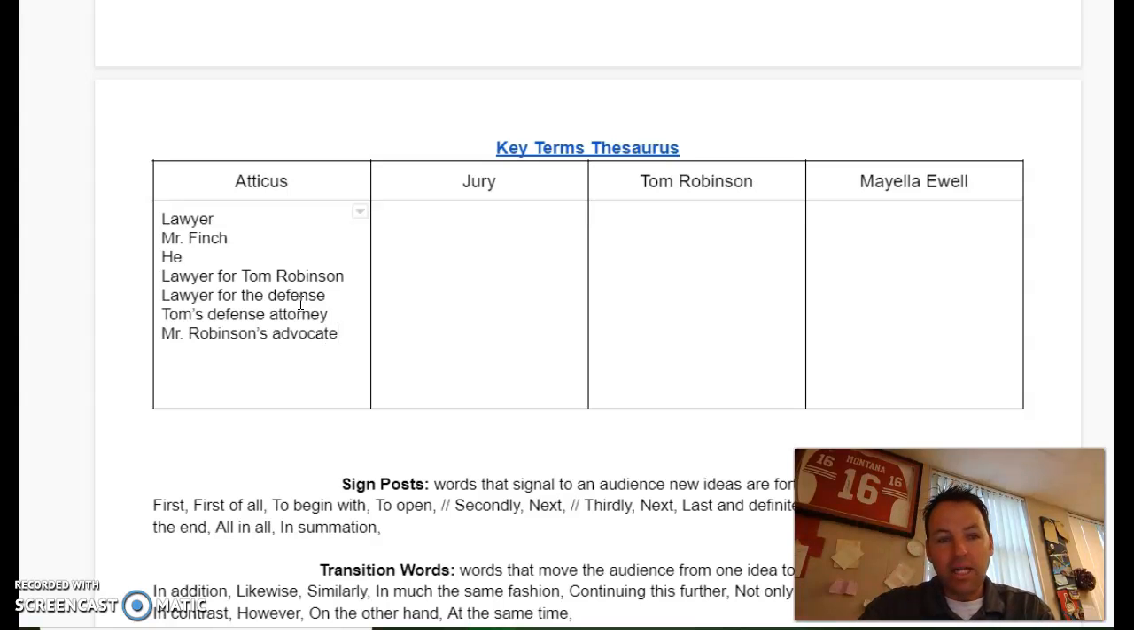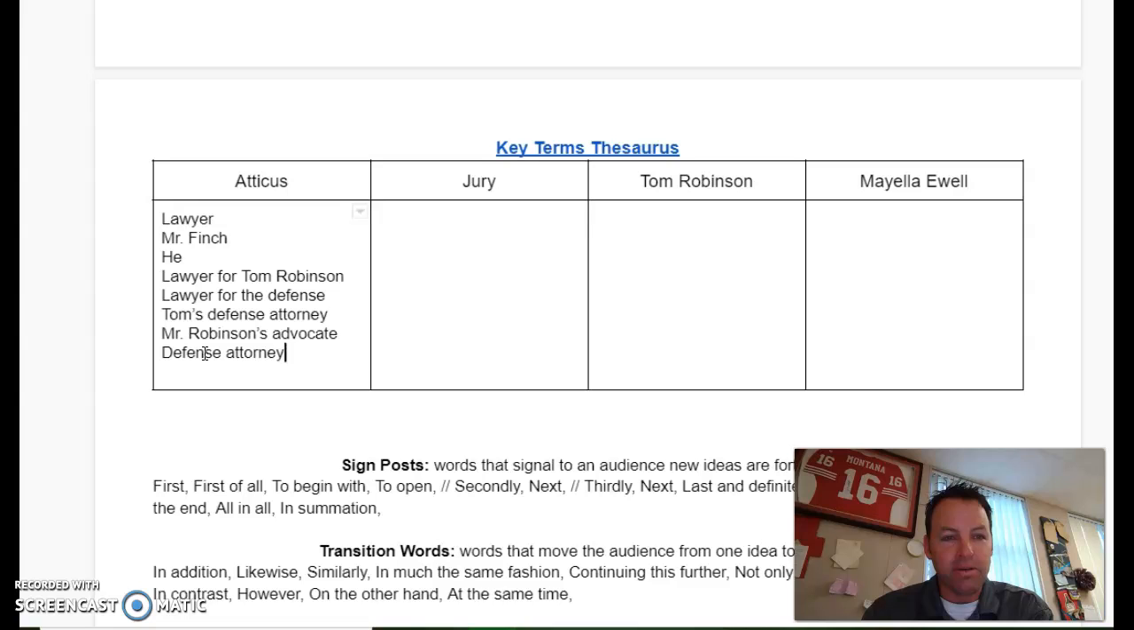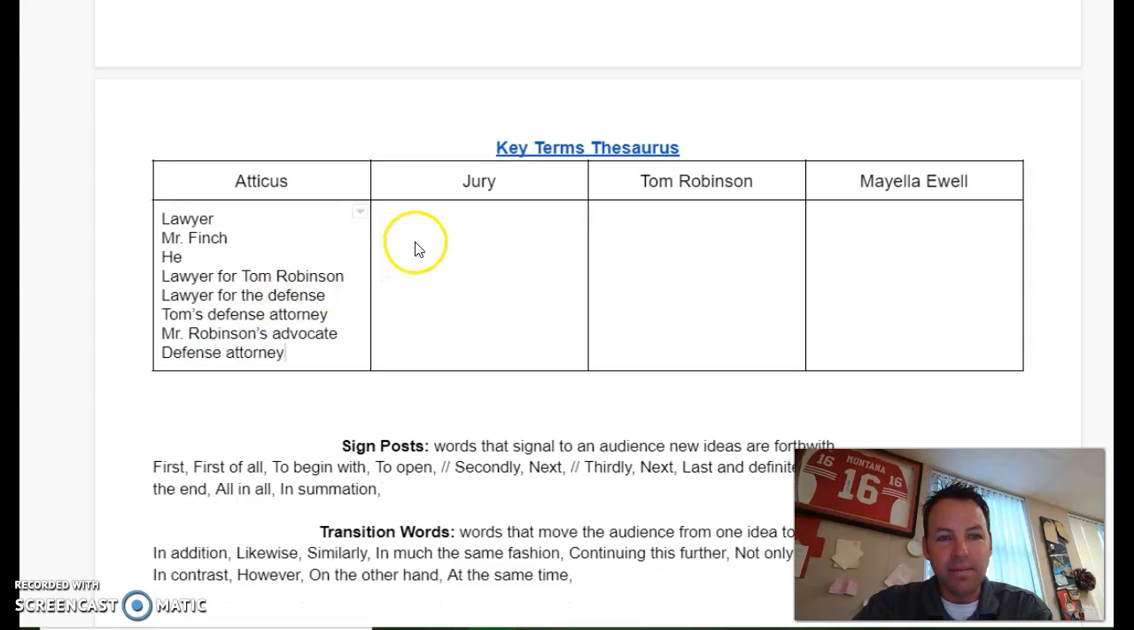Okay, so lots of names there. I did not combine a couple. Let's go with defense. And another word for lawyer, attorney, right? Defense attorney. So there is a plethora, a litany, a long list of options and different ways to refer to Atticus. Let's talk about the jury.